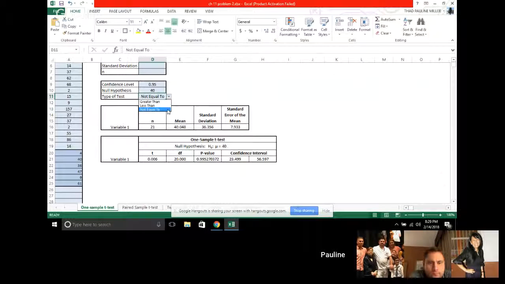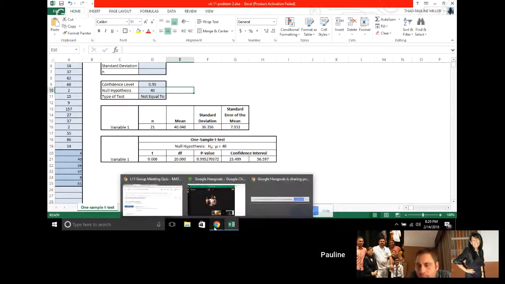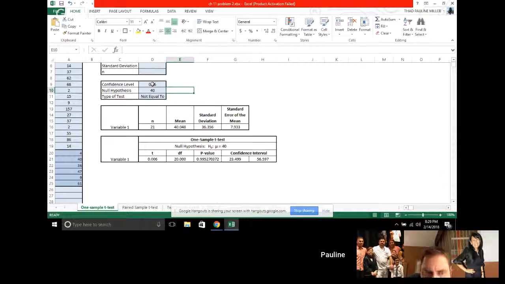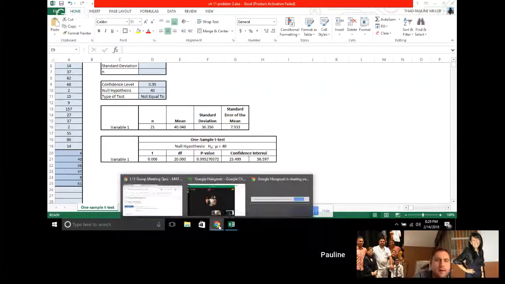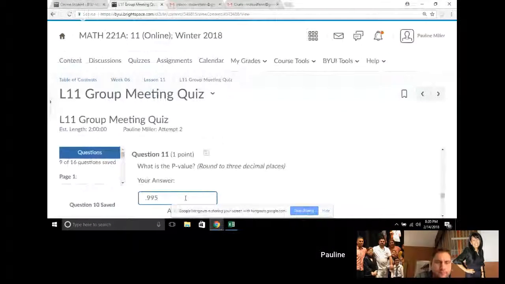Okay, now what is it asking for? The p-value? Right here. Are we at 99% or 95? I got 0.995. Is that what you got? Right here, the p-value. Yeah, okay, 0.995. That's the answer for it. Then it asks you again, now you're gonna compare it with alpha, but not 0.05, now it's gonna be 0.01.